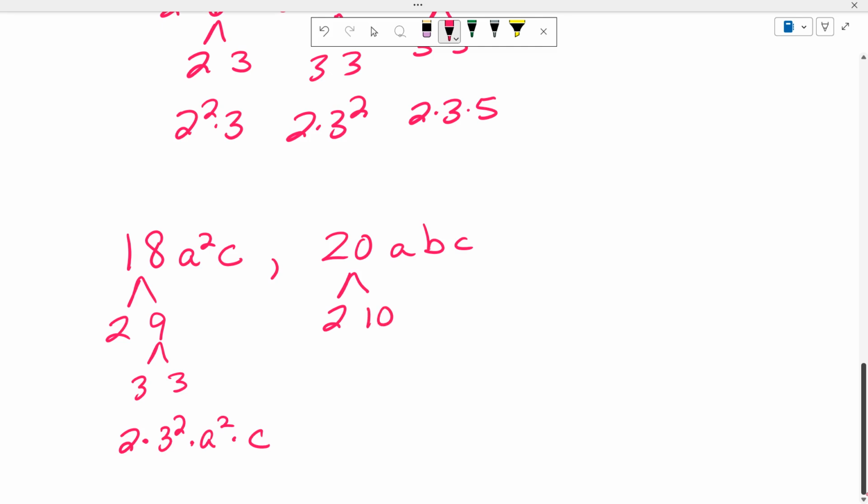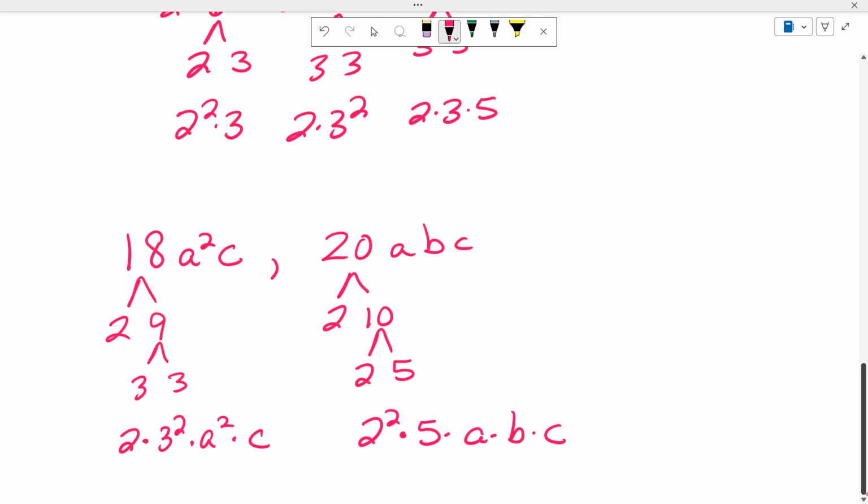10. And how many times does 2 go into 10? 5. So it's 2 squared times 5 times a times b times c.